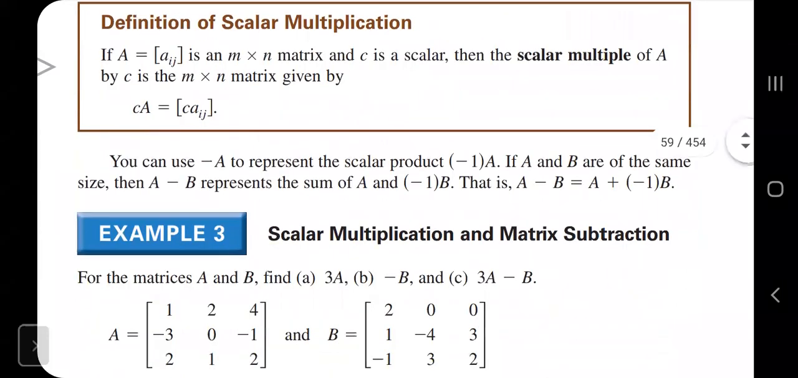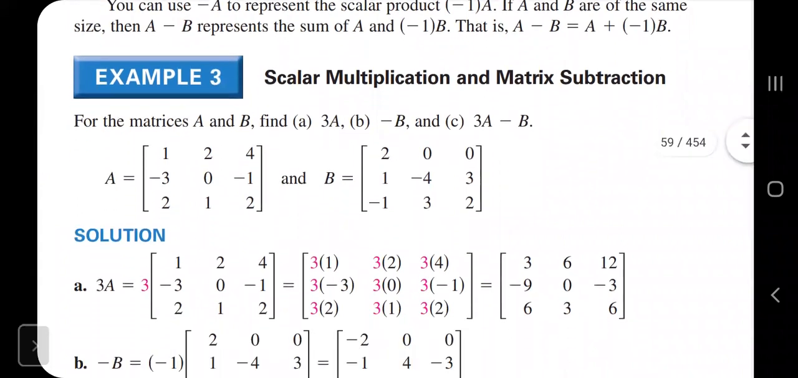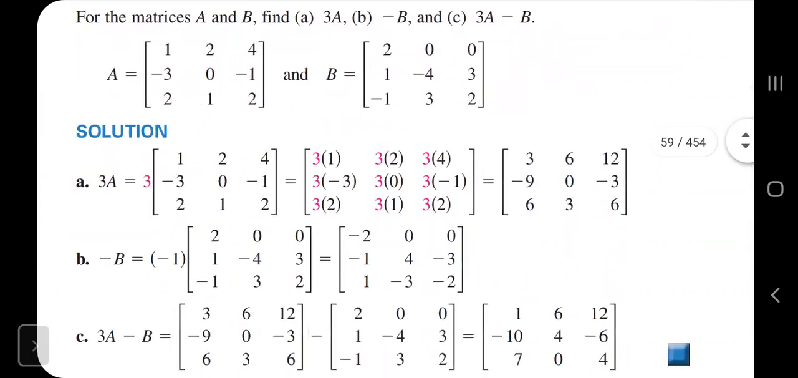So look at matrix A. Here's an example of scalar multiplication. Matrix A is, as you see, 1, 2, 4, negative 3, 0, negative 1, and so on and so forth. If you look at example A, small a, it says 3A.